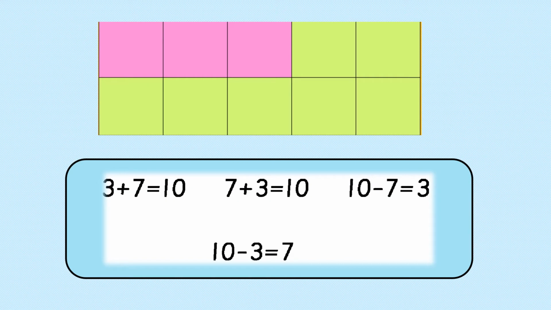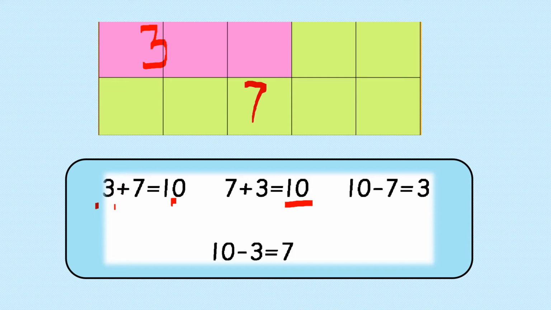Okay, we had how many pink? 3, well done. 3 that are pink. And how many that are green? 7. And we know that 3 plus 7 equals 10. Or you could say 7 add 3 equals 10.